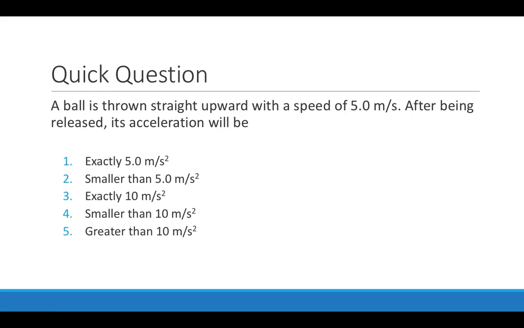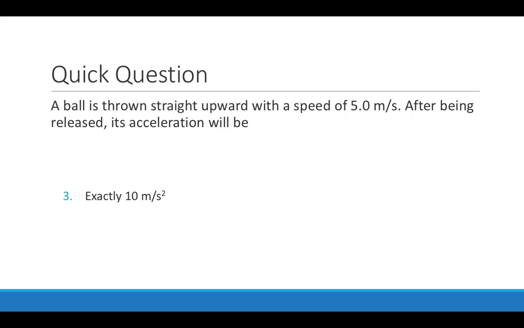Same sort of question. We throw a ball straight up in the air at 5 meters per second. After it leaves your hand, it's still exactly 10 meters per second squared for its acceleration. So the idea here is that basically once gravity takes over, the object is always going to accelerate at the same rate, and it's always going to be a downward acceleration of 10 meters per second squared.